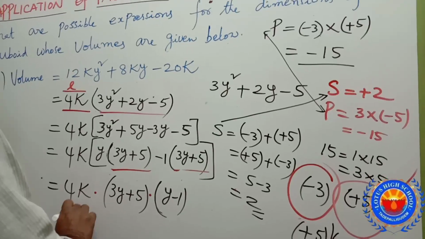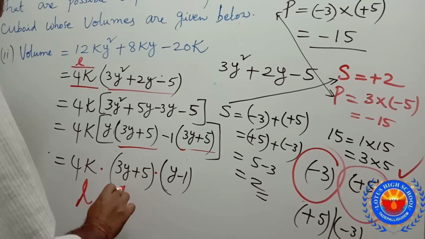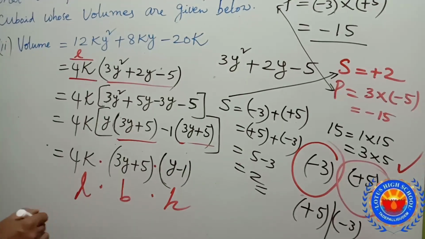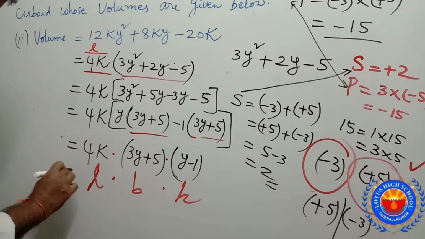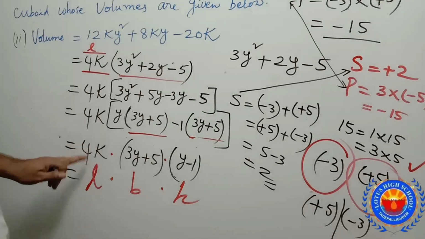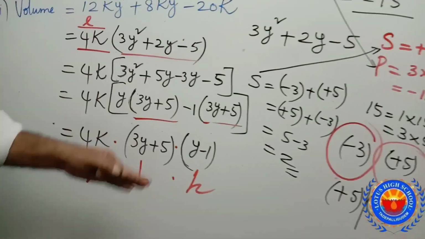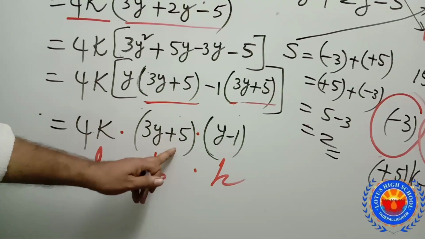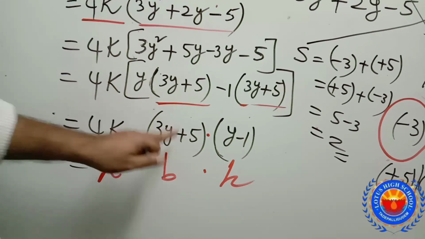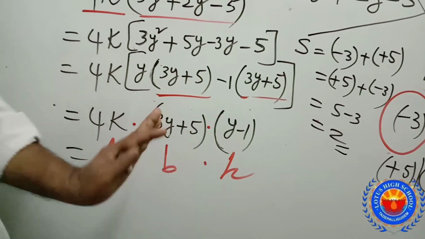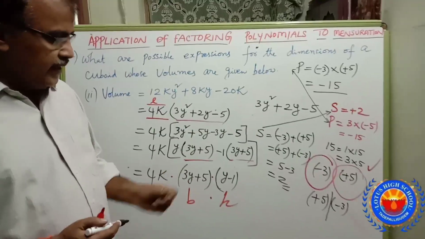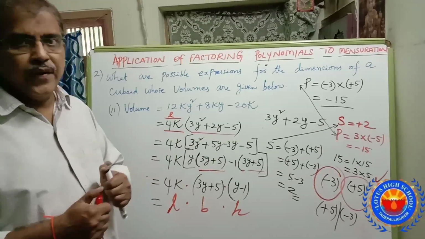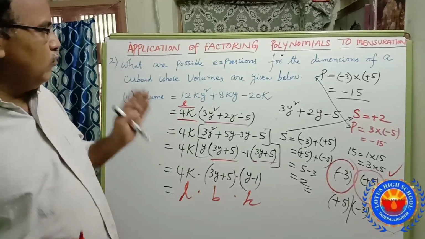This is nothing but length, into breadth, into height. So length is equal to 4k, breadth is equal to 3y plus 5, height is equal to y minus 1. Otherwise this one is length, this one is breadth, this one is height. Your wish. This is the final answer. These are the possible dimensions for the given volume of a cuboid.